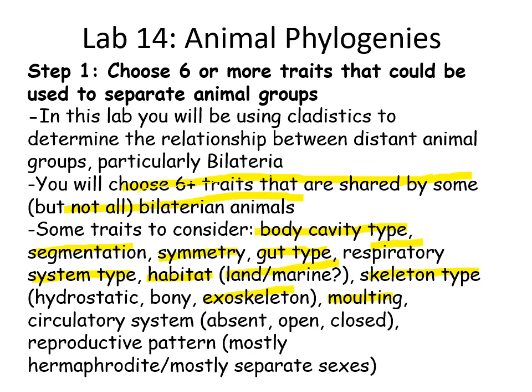What type of circulatory system do they have? Do they have one? Is it open or closed? Reproductive pattern, you could say, are most species of this group hermaphrodites, or are they mostly separate sexes? I didn't do that trait analysis here, but that could be something that's interesting if you look that up. So again, just pick 6 traits. You could use some of mine. You could come up with your own. So the first step, again, is to choose 6 or more traits that could be used to separate these different animal groups.